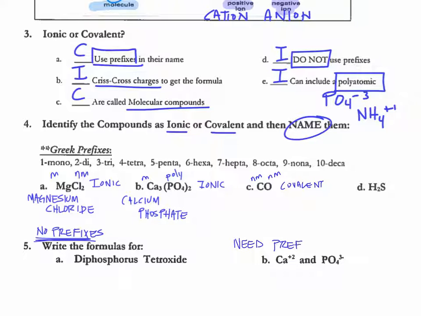Okay, so when I look at my first element, it is carbon. There's only one carbon atom, and I know that because there's no subscript written here. It's implied that it's 1. So in a covalent compound, my first element always needs a prefix unless it's only one atom. And here I've got one atom of carbon, so all I need to do is just write the full name of carbon.